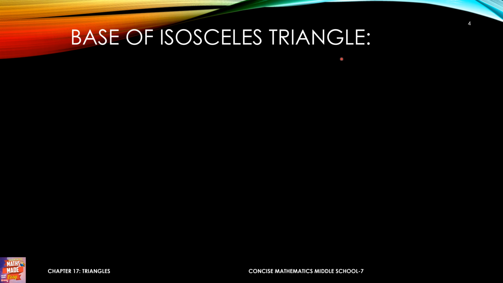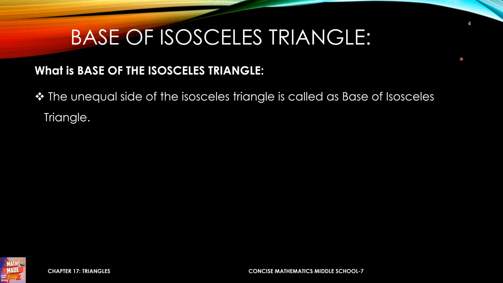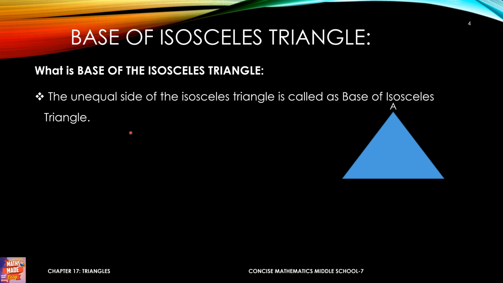Base of an isosceles triangle. So what is the base of an isosceles triangle? The unequal side of an isosceles triangle is called the base of the isosceles triangle. Let me take an example. So this is an isosceles triangle. That means two sides are equal. I'm naming the vertices as A, B, C. Since it is isosceles, I am just indicating it with the parallel lines.